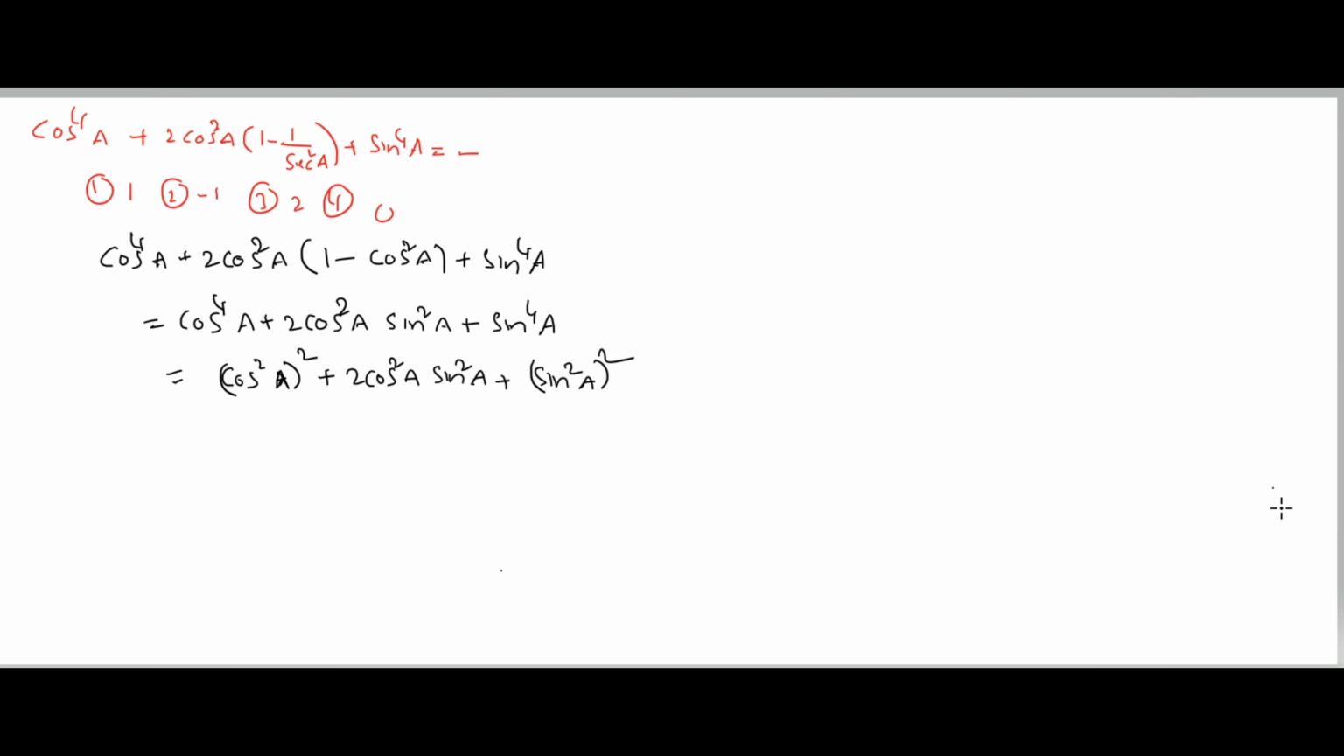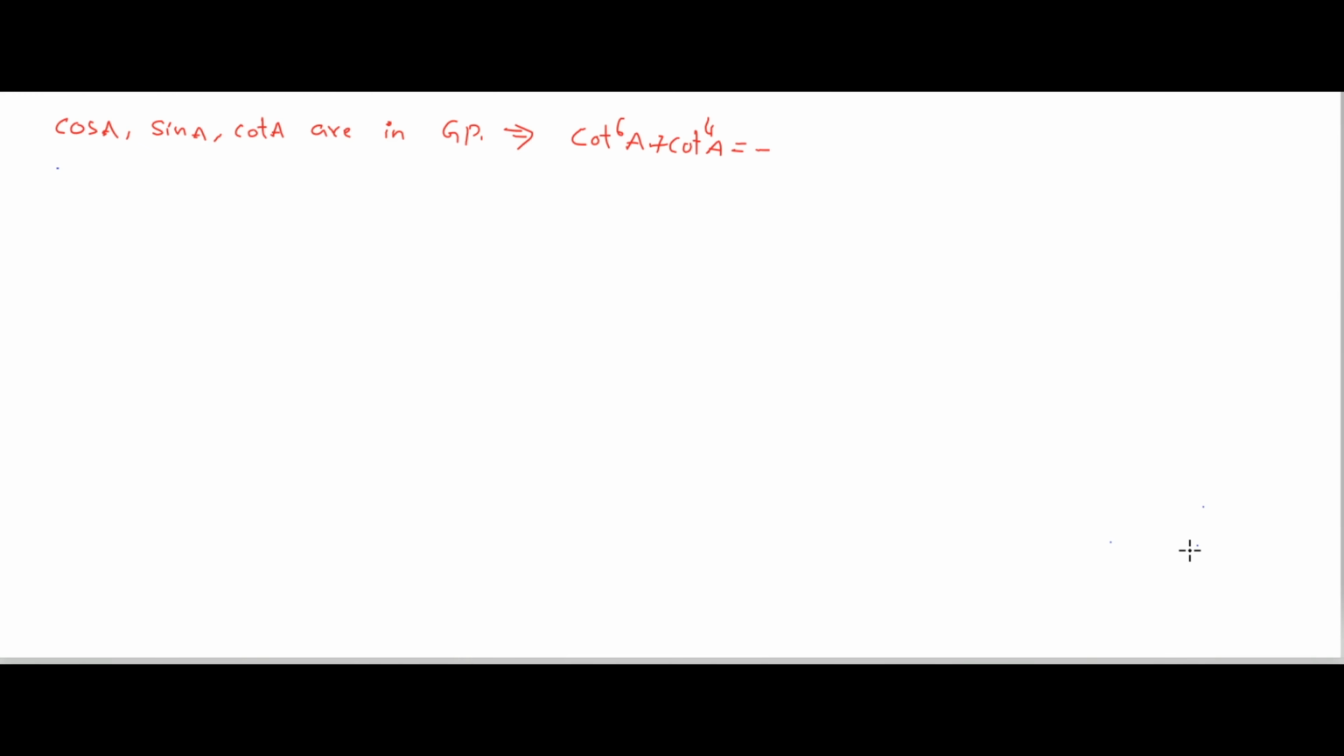It is in the form of a² + 2ab + b², which is equal to (a + b)², that is (cos²a + sin²a)². The value of cos²a + sin²a is 1, and 1 squared is equal to 1. That is, the first option is the correct answer.